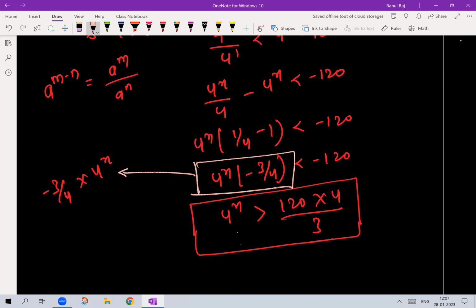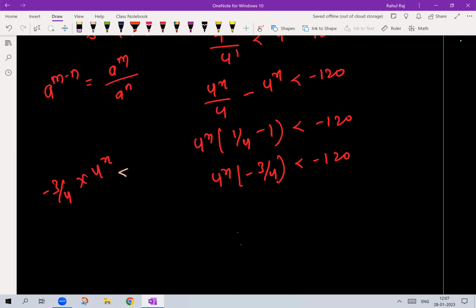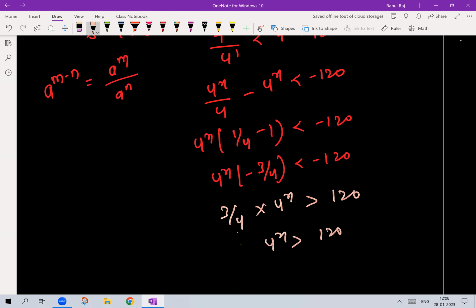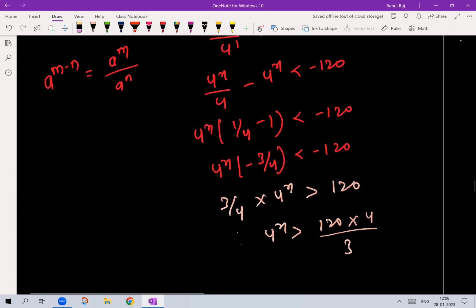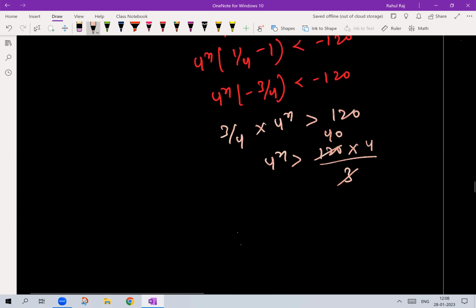So what did I do? I multiplied by negative. First multiply negative on both the sides. So you will get 3 by 4 into 4 to the power x greater than negative 120. And now do the cross multiplication. 4 to the power x greater than 120 into 4 by 3. So this is big. It looks big, but it is not big at all. It's just a two-step job. Now when you do this, this is 40 into 4, that is 4 to the power x is greater than 160.